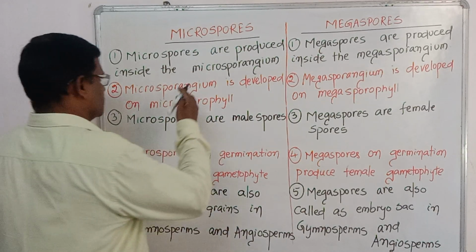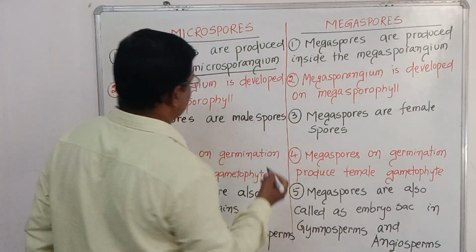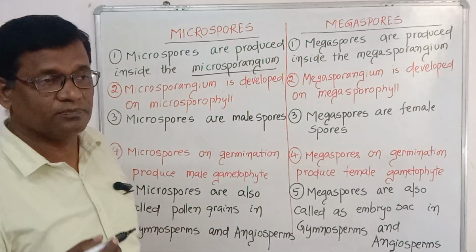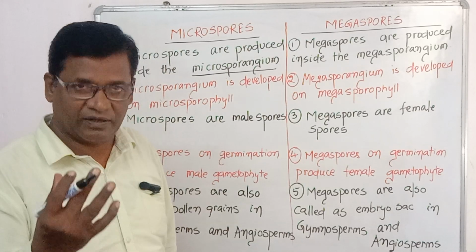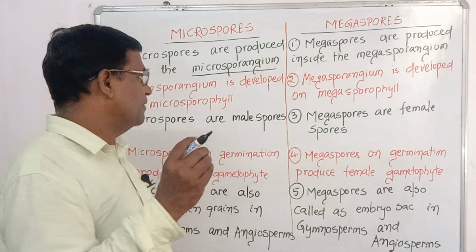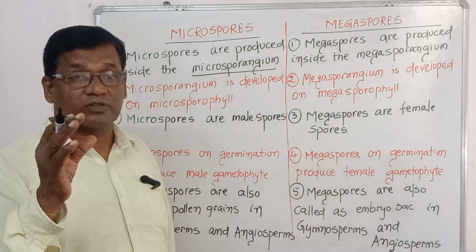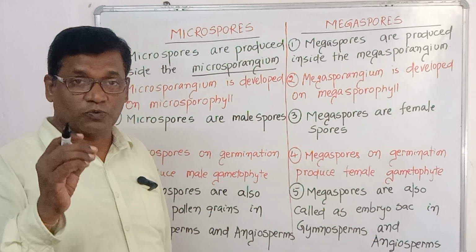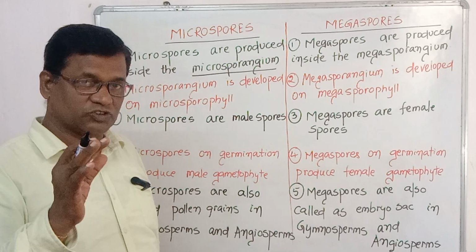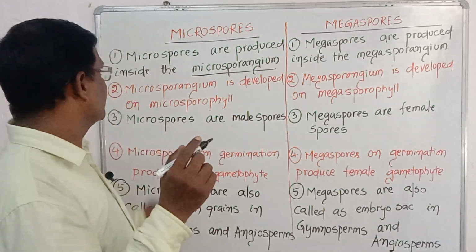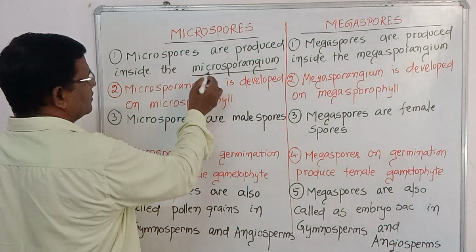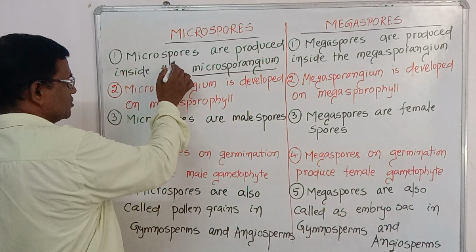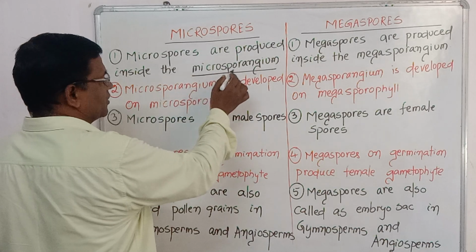microsporangium, or microspores are produced inside the microsporangium. Sporangium means a ball-like structure in which the microspores develop. That's why it is called a microsporangium. In plants like fungi, structures such as microsporophylls and microsporangium develop, and inside them microspores develop. You see, micro here. In simple terms, microspores develop from microsporangium.